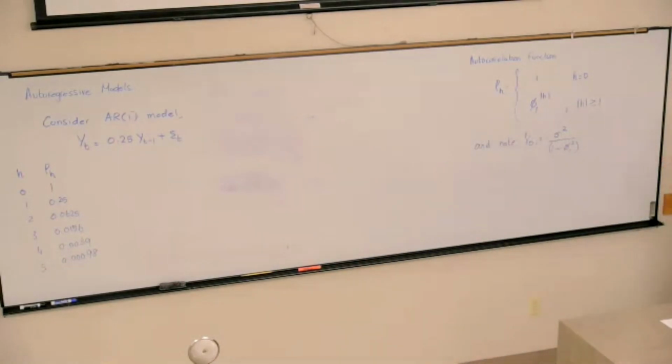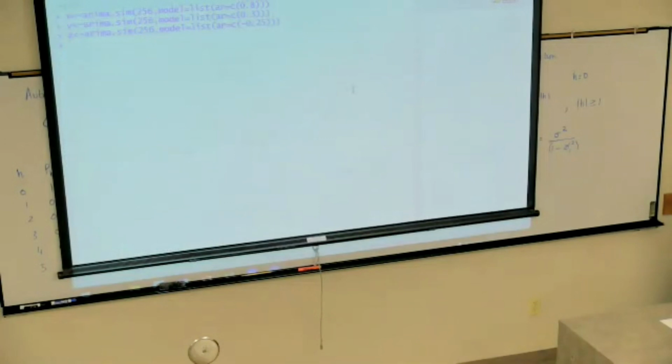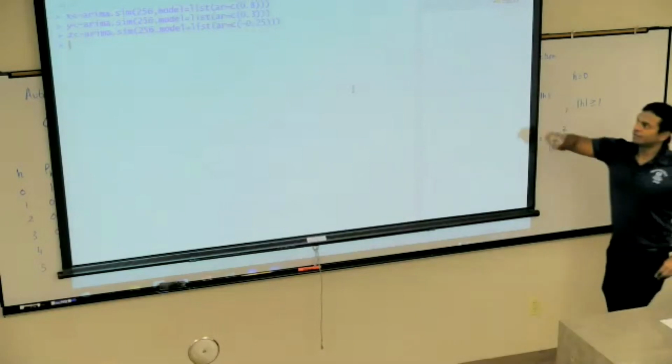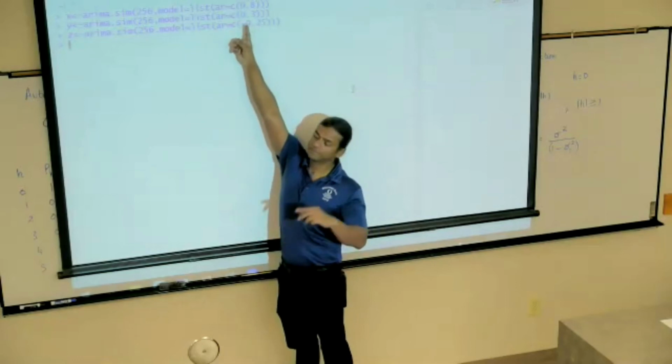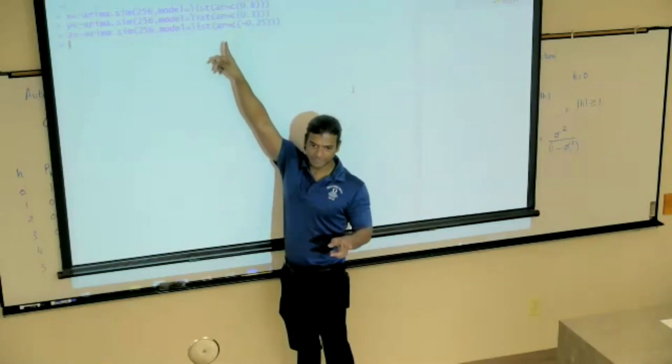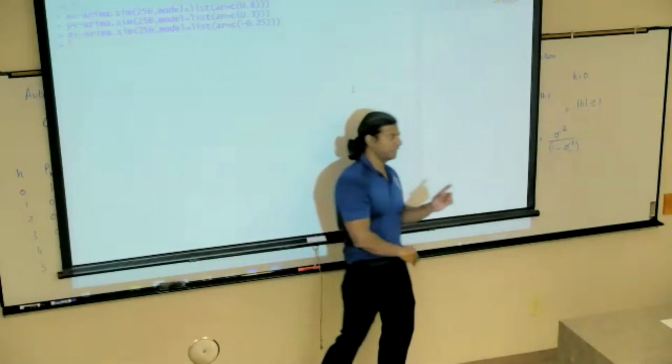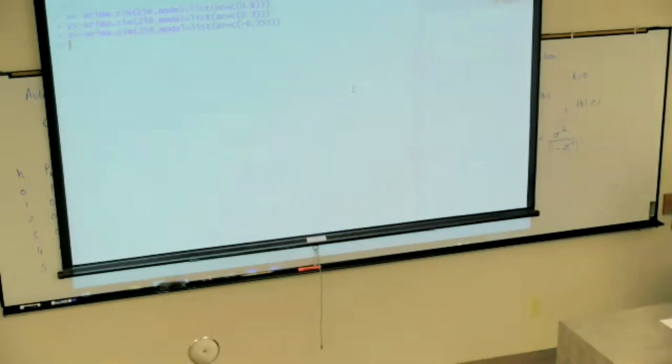I want to show you the ACF for the 2 cases. So let me quickly show you that. I've created 3 different series, all of them autoregressive. The first one has a phi_1 value of 0.8, the second 0.3, the third -0.25. They're all of length 256.